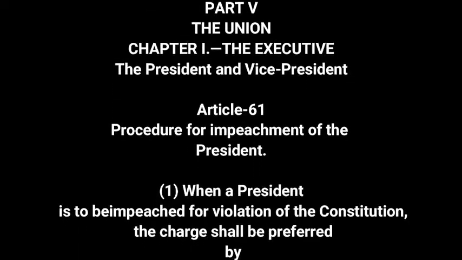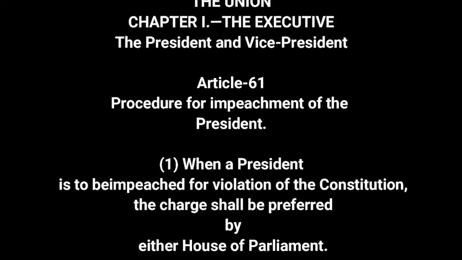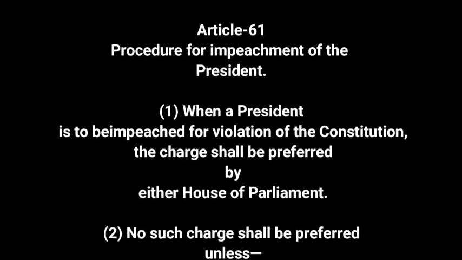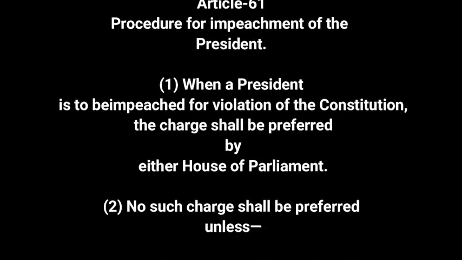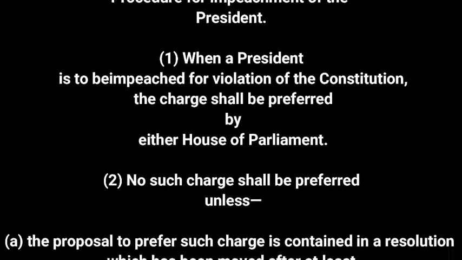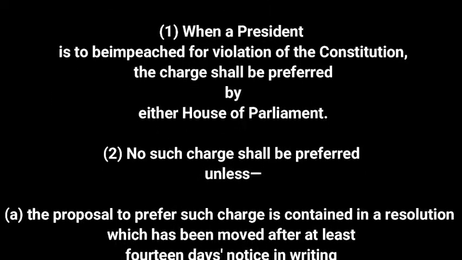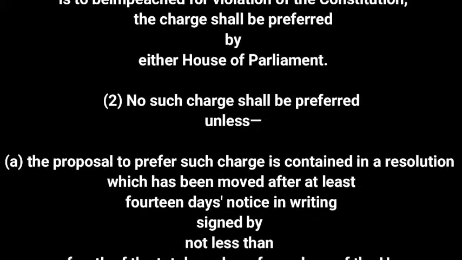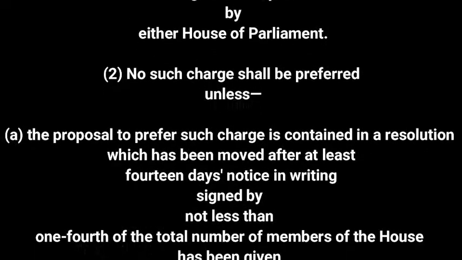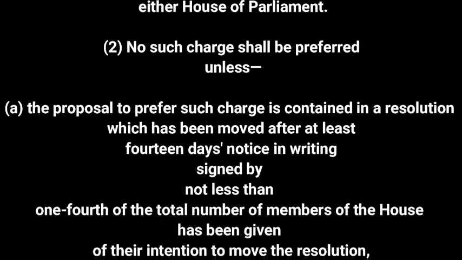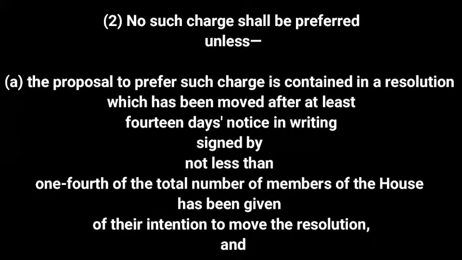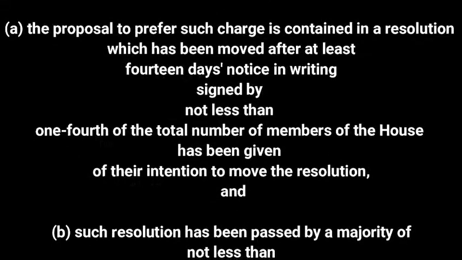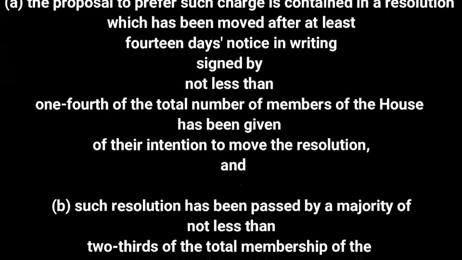1. When a President is to be impeached for violation of the Constitution, the charge shall be preferred by either House of Parliament. 2. No such charge shall be preferred, unless the proposal to prefer such charge is contained in a resolution, which has been moved, after at least 14 days' notice in writing, signed by not less than 1/4 of the total number of members of the House, has been given of their intention to move the resolution.